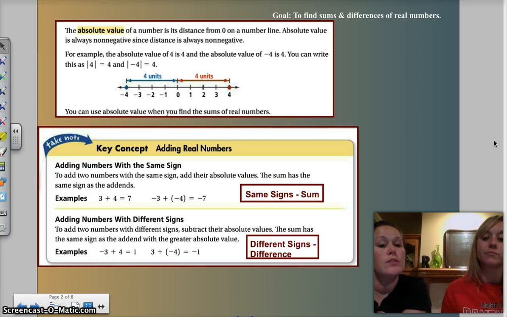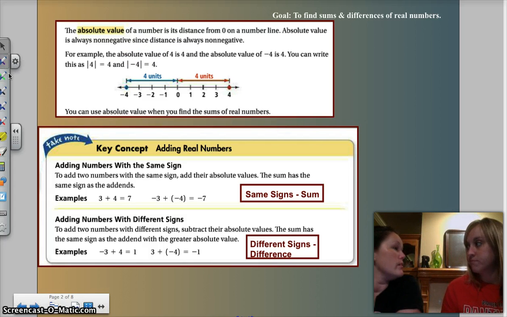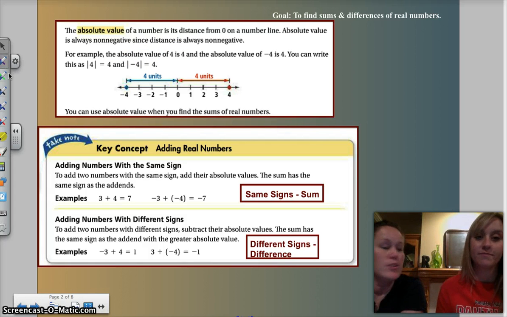Now we're talking about adding real numbers. We're not going to worry about subtracting quite yet. Remember, all numbers are real numbers, folks. Well, except for, oh yeah, you're right. Actually, there are imaginary numbers. It's an i. There, you just learned something really huge.